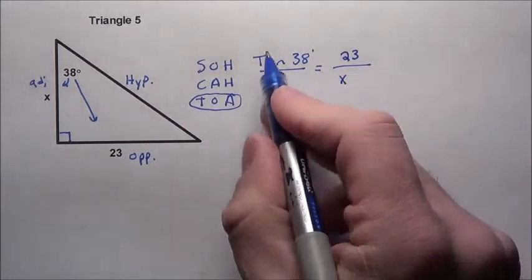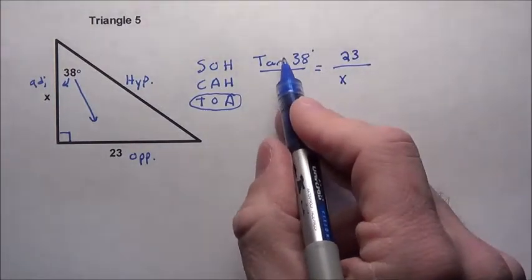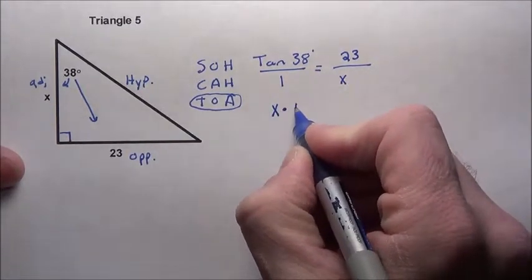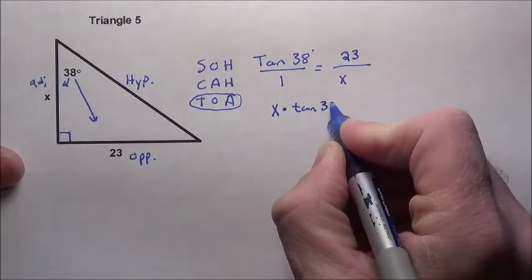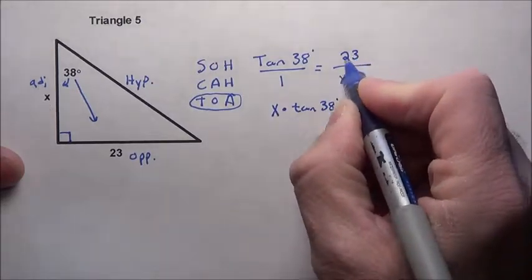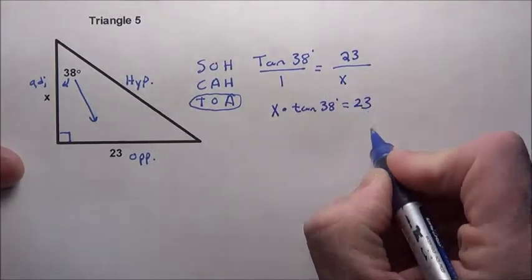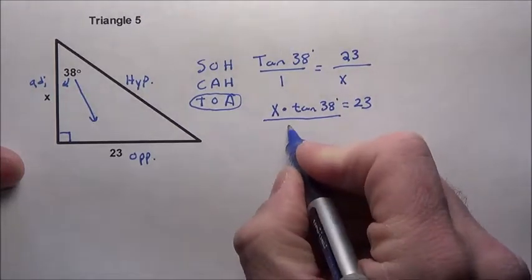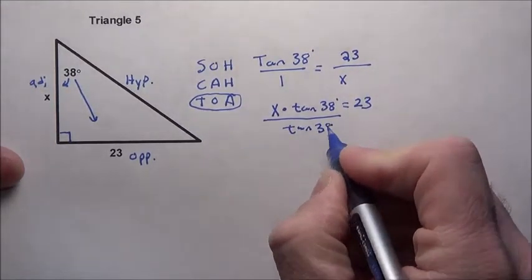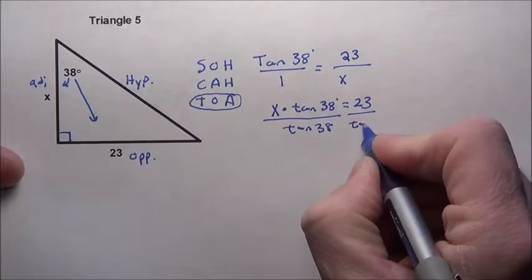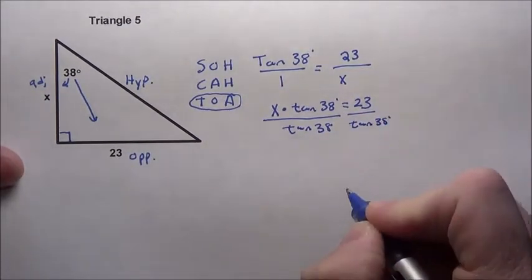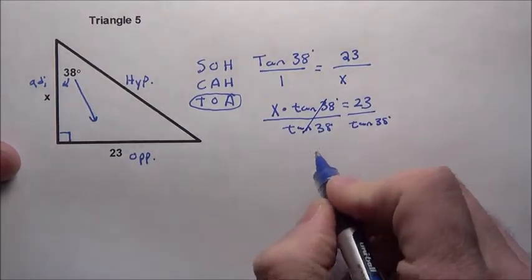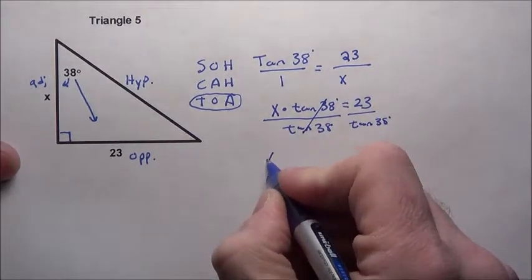So I just simply use the means extremes property, cross product. Tangent of 38 times x, so I'm going to write the x first. X times that tangent of 38 degrees is equal to 23 times 1. Well, that's just 23. So now I've got to get x by itself. So I'm going to divide by the tangent of 38. I'm going to have to do it on both sides. Whatever you do to one side, you have to do to the other. That goes away. Again, that's just some number that our calculator is going to tell us.